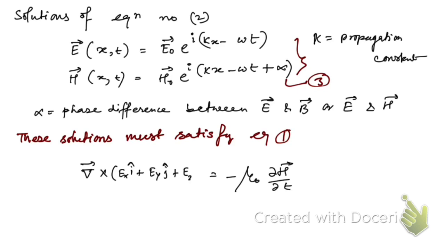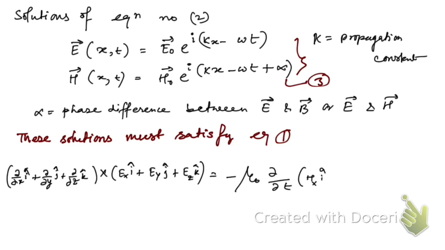Okay, Ez k cap. We can write this way, and this del operator is nothing but del x i cap plus del y j cap plus del z k cap. Then instead of H, we can write Hx i cap plus the y component, Hy j cap, plus the z component of H, that is Hz k cap. We can write this way, right? So this is, suppose, equation number 4.